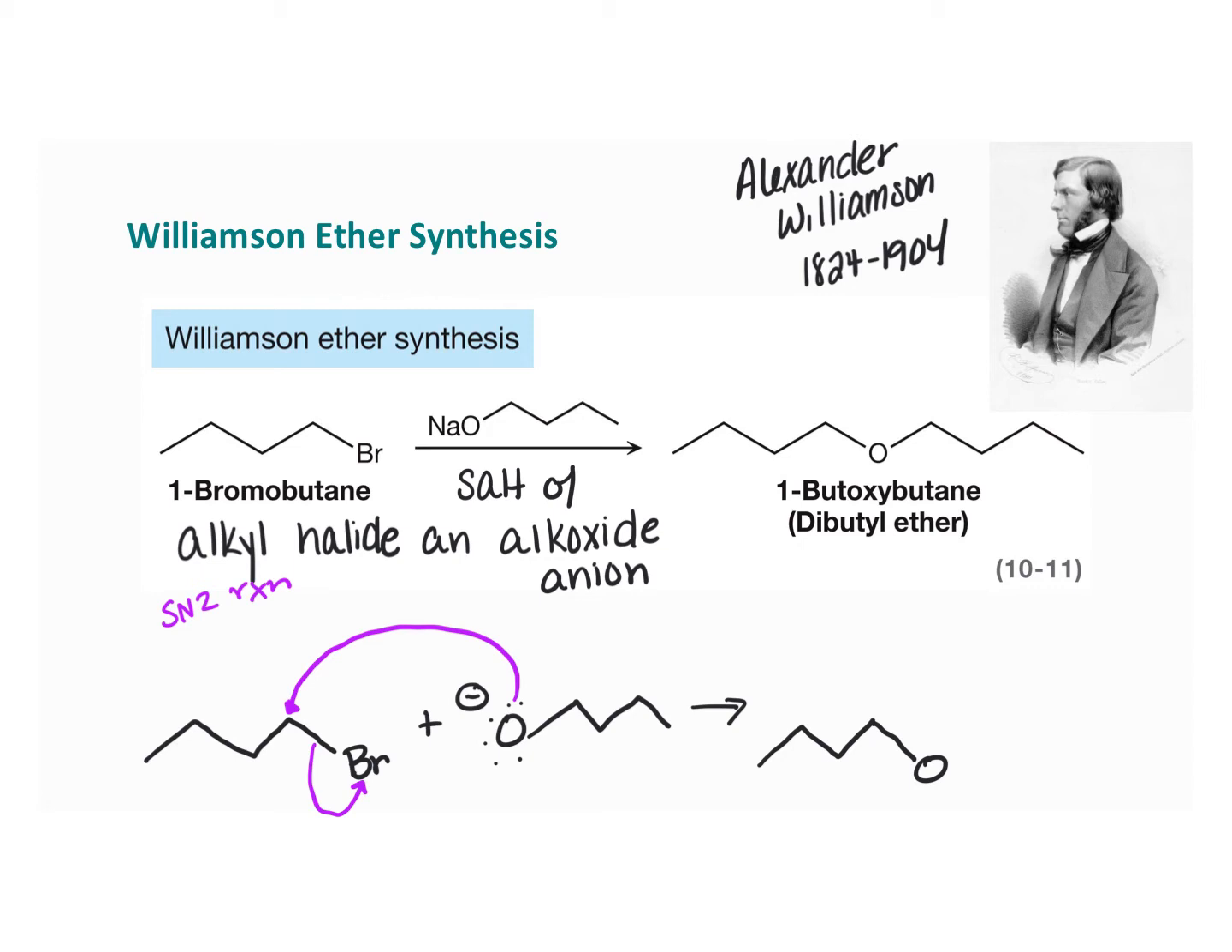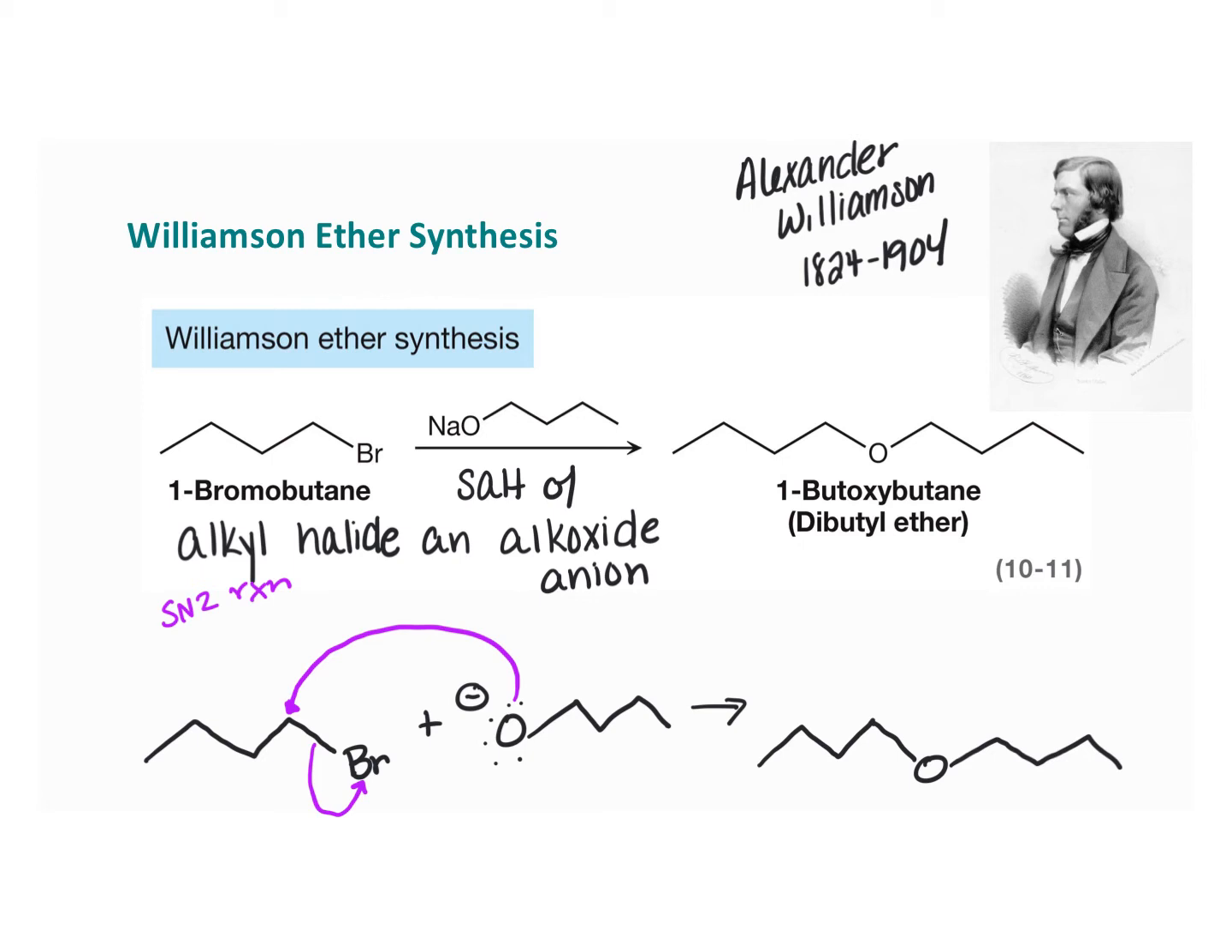And so now I've got 1, 2, 3, 4. And so I look here and I have 1, 2, 3, 4. And then I look here and I have 1, 2, 3, 4. So in this synthesis, you need to count the carbons here and count the carbons here and make sure they add up, okay? So this is the mechanism for the Williamson ether synthesis. I do have a picture of the fine fellow right there.